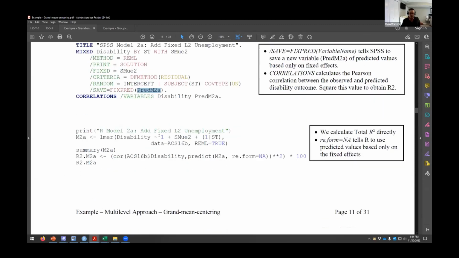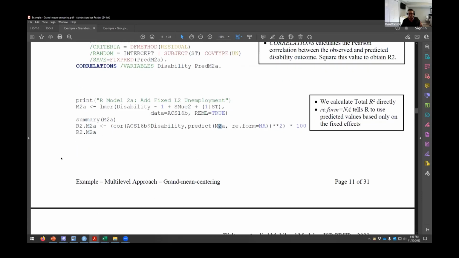For the lmer package, we're now outside of the parentheses because we're dealing with fixed effects. So fixed intercept plus fixed effect for state mean unemployment centered at 2. R is super nice with this, we can actually get our R-squared directly. So we can take our predicted values. re.form equals NA is telling it not to use the random effects when calculating the predicted values. We're going to take those predicted values called M2A, correlate them with disability, and then square it and multiply it by 100 to get our R-square.